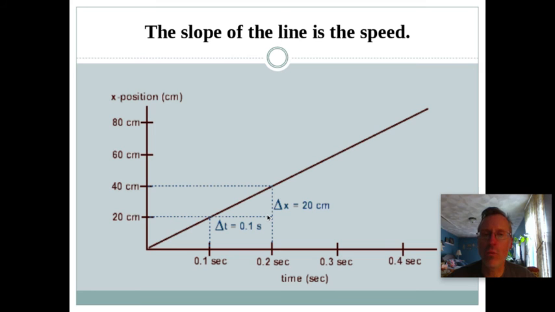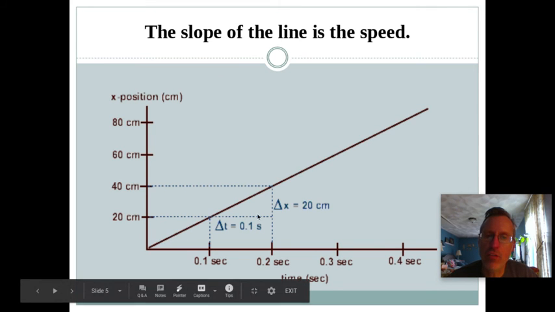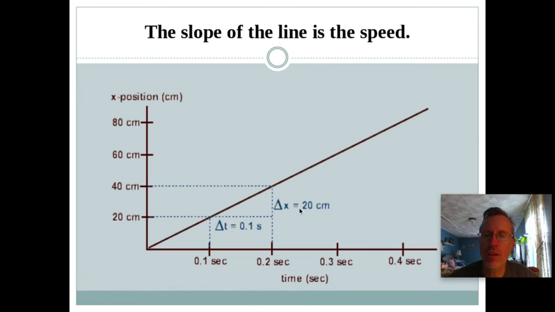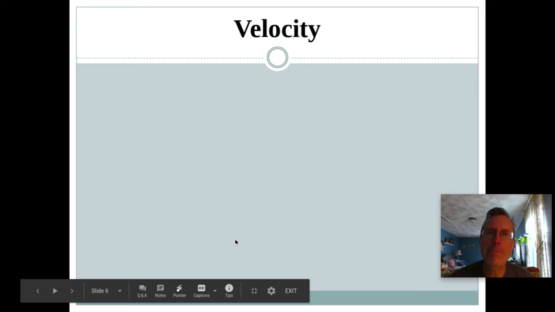20 divided by 0.1 is 200. So your speed is actually 200 centimeters every second. And that's how I calculated it. I took the slope, which is the rise over the run, just like your math teacher taught you to do, except in this class, instead of y's and x's, we have distance and time.